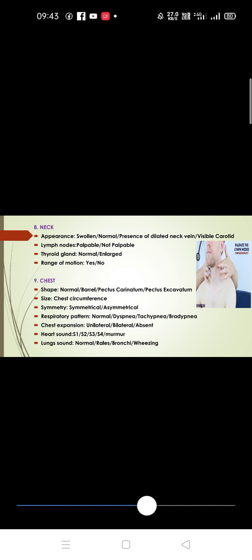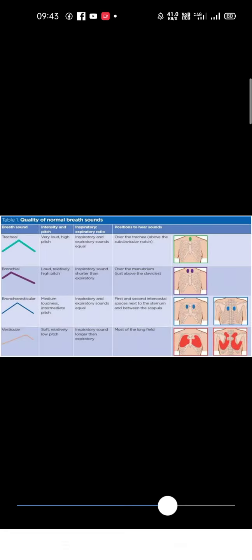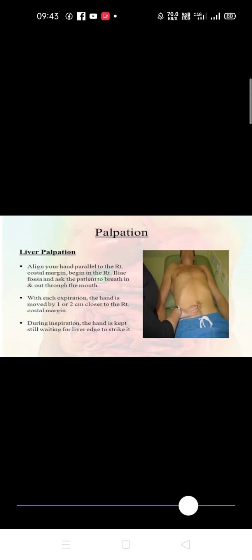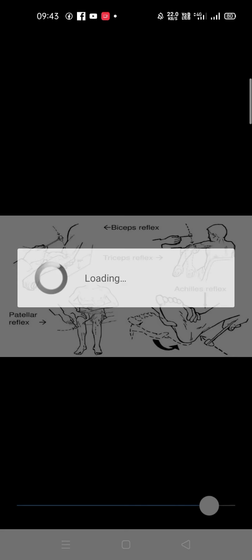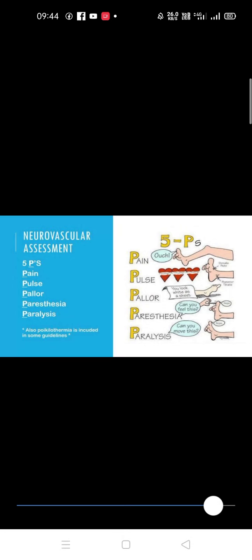Then neck, chest. Then next what comes after chest? Abdomen. Then after abdomen, genitourinary area, then spine and extremities, and the neurovascular assessment. Each part you have to assess properly, starting from the head to the toe. That is the physical assessment. Clear? Then about assessing the biceps and the hearing to the lung sounds, I'll be sharing videos, so you listen to or watch those videos.